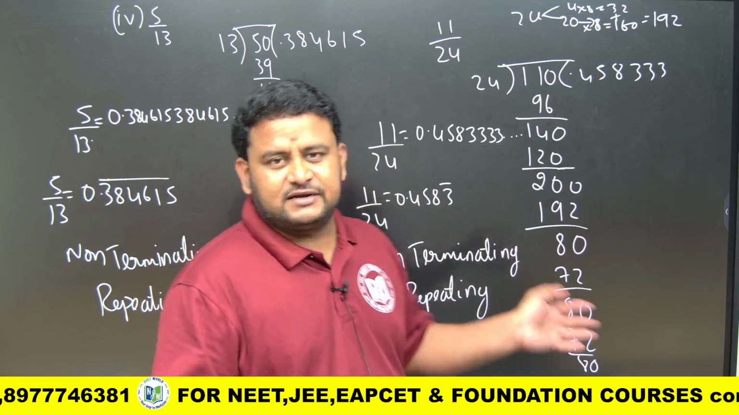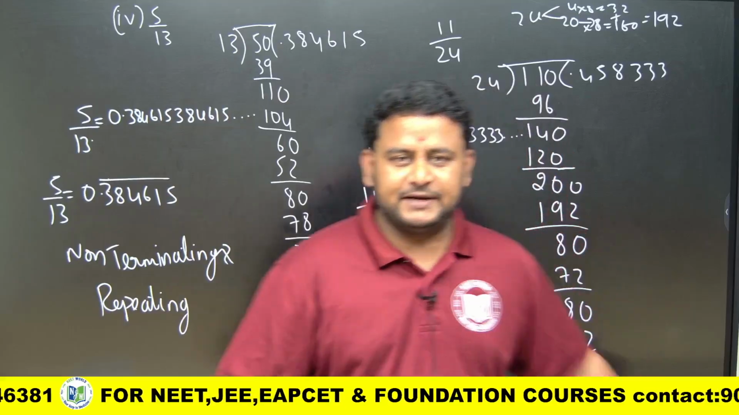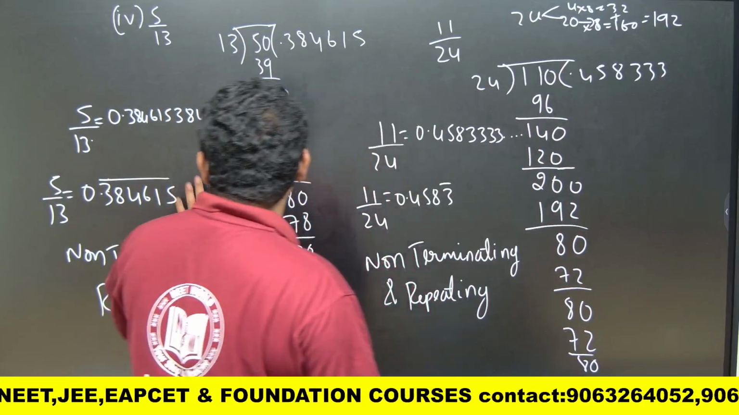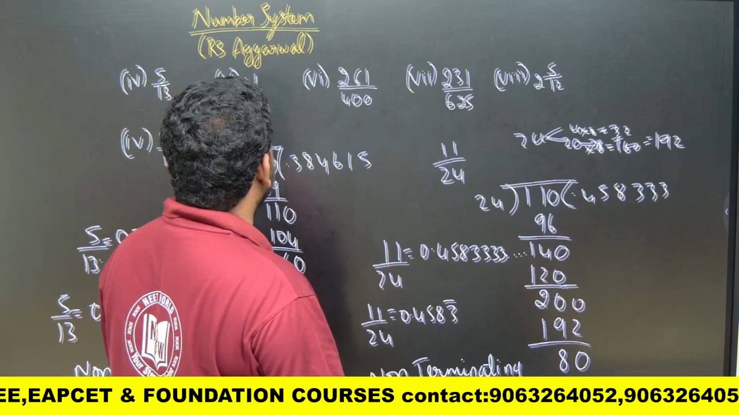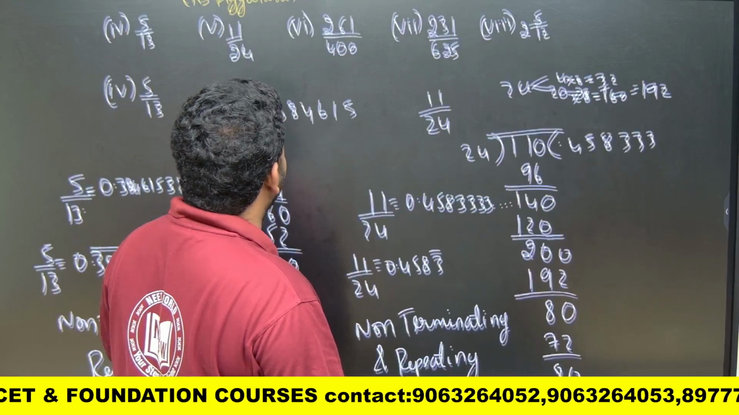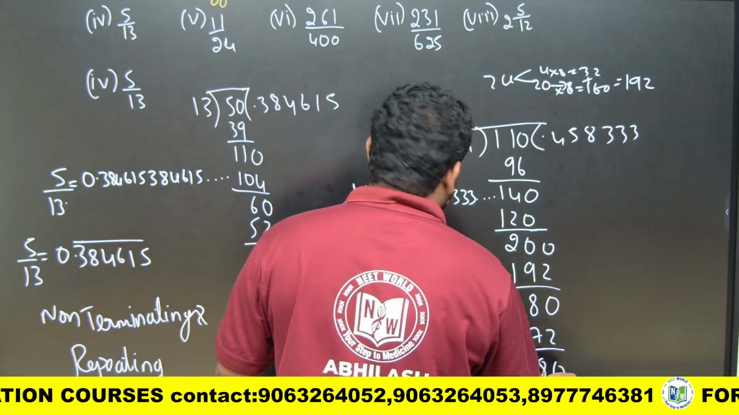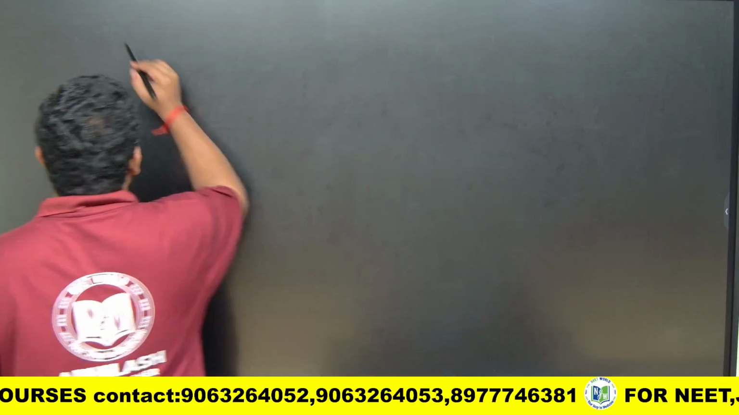That's it, friends. Got it? Non-terminating and also repeating. Now, let us move to the next question. Fifth question is done. Next question is 261 by 400. Let us take the next page. 261 by 400, that is the sixth question.